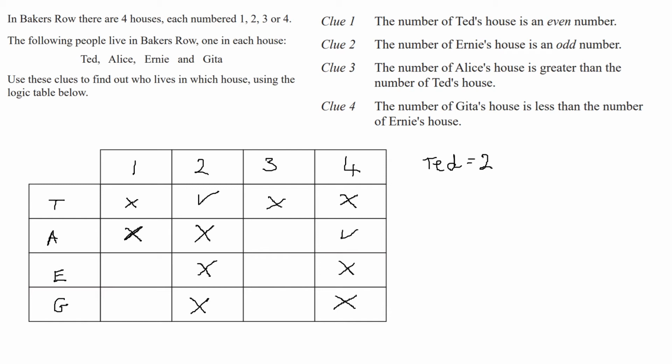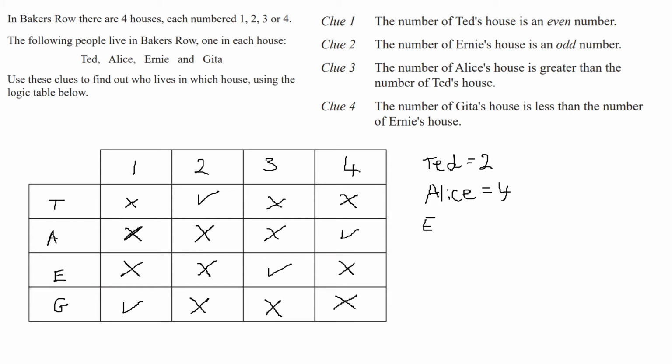So Alice must live in number 4. So we've now deduced that Alice lives in number 4. Now, if the number of Geeta's house is less than the number of Ernie's house, Ernie can't live in number 1, because there isn't a house with a number smaller than 1. That means that Geeta must live in house number 1, and that leaves Ernie living in house number 3.